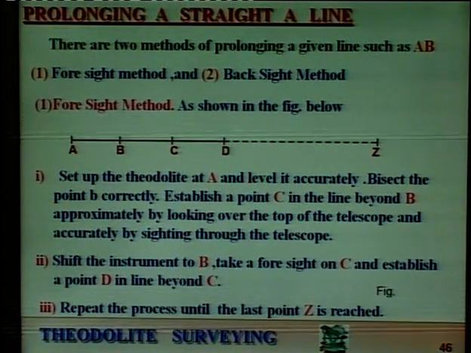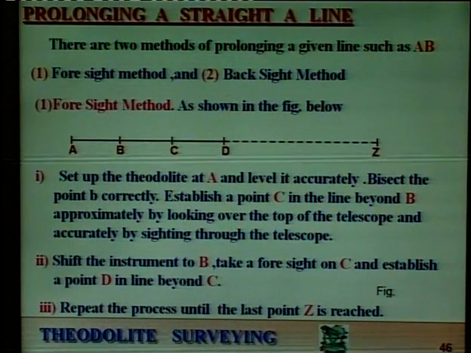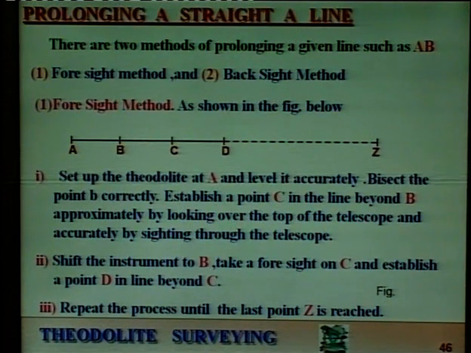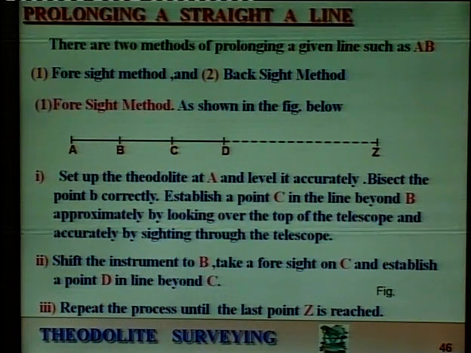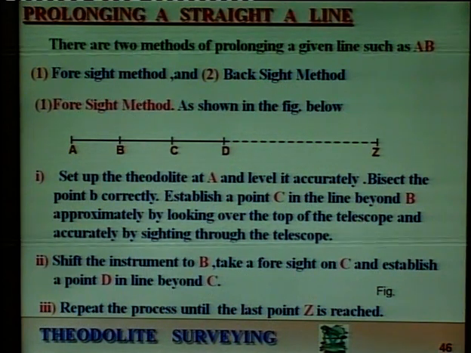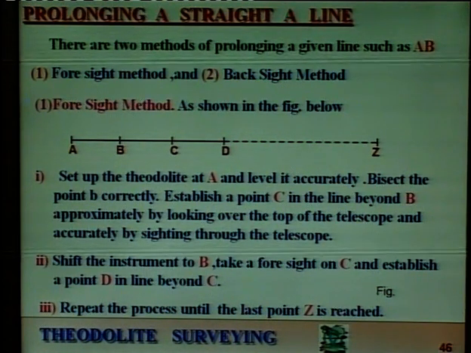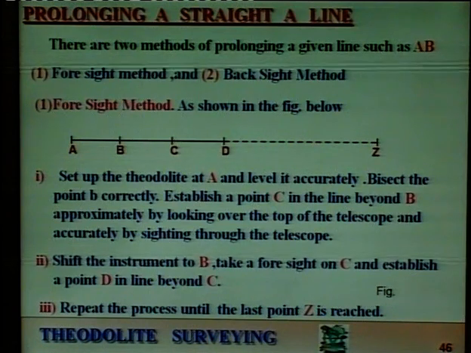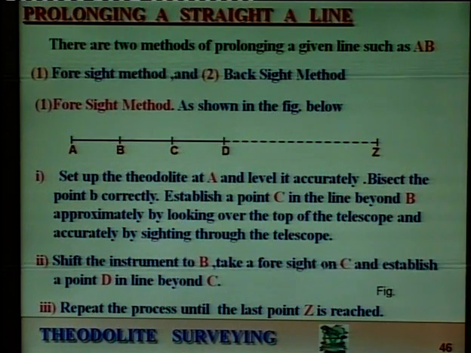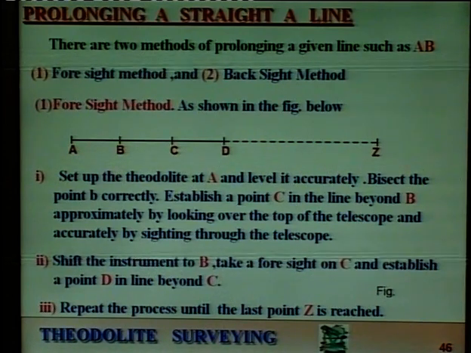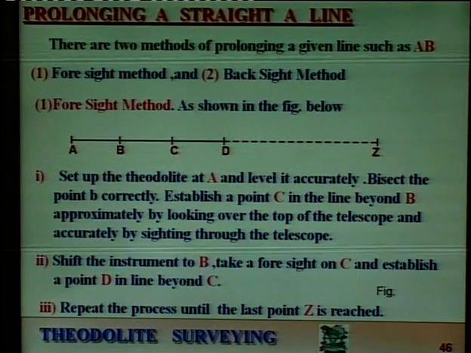So, this is the last thing, though we can use the instrument for a number of things. In this lecture, we see how we can use the theodolite for prolonging a straight line. Just as ranging is done with the eye, we can do the ranging with the theodolite also. There are two methods of prolonging a given line: the foresight method and the backsight method. In the foresight method, as being shown on your monitor screen, please see the sketch.